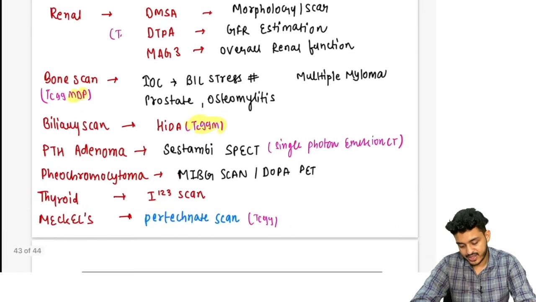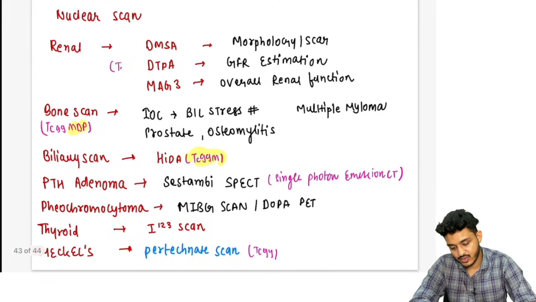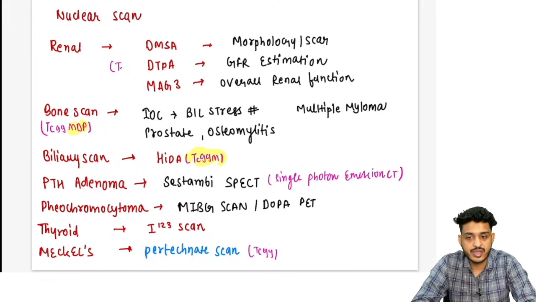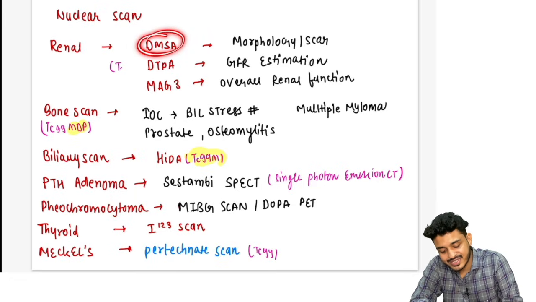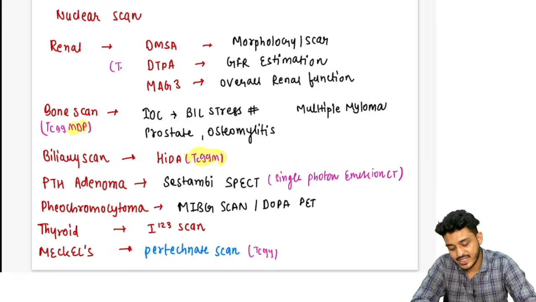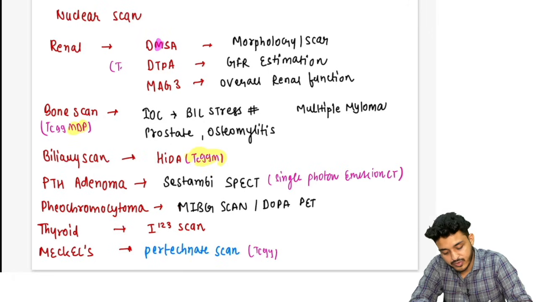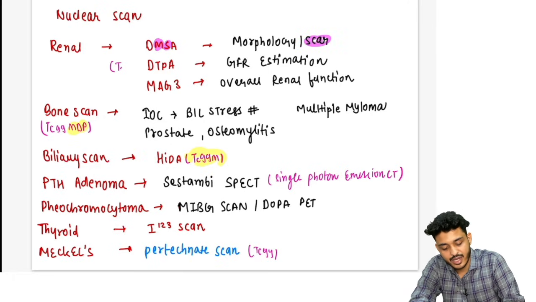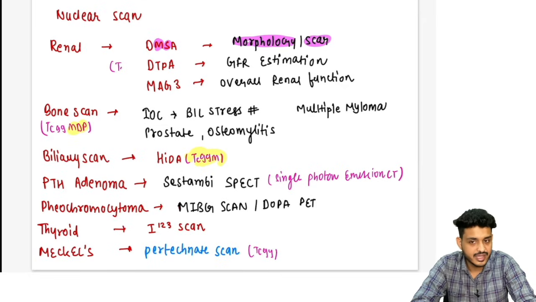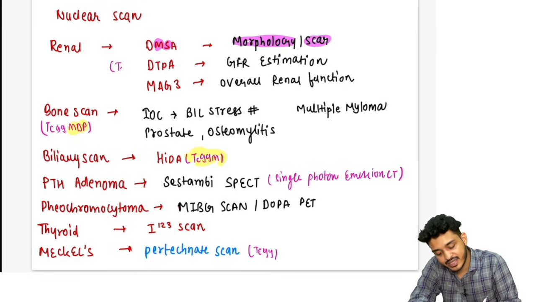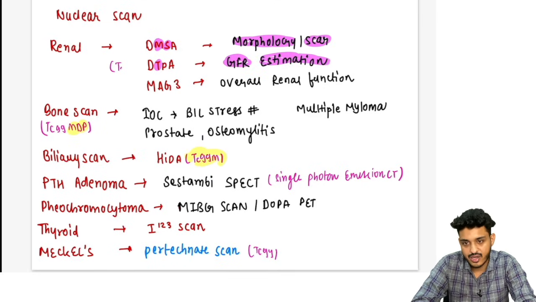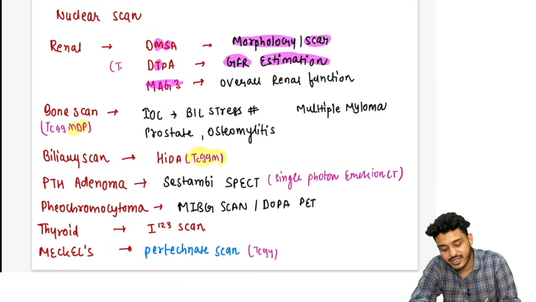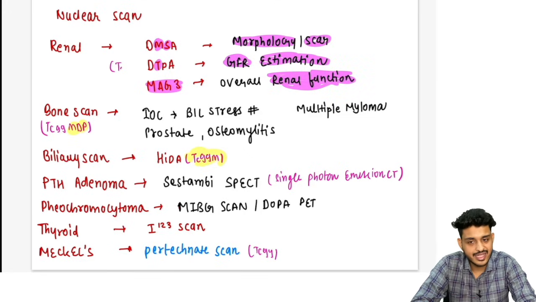Then we have got some nuclear scans, beta. What are the nuclear scans we are having? For the renal system we have the DMSA scan and DTPA scan. Remember, the DMSA scan is for the morphology scan of the kidney. From M you can remember it is for morphology and scarring. Whereas the DTPA scan identifies the GFR, glomerular filtration rate estimation, and MAG3 estimates the overall renal function, beta. These are the nuclear scans that we are having.